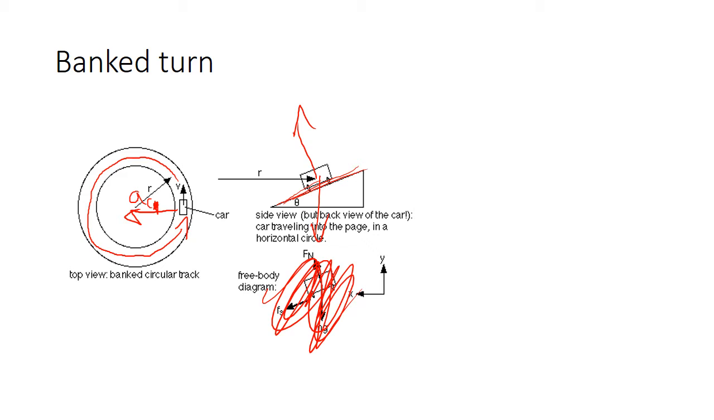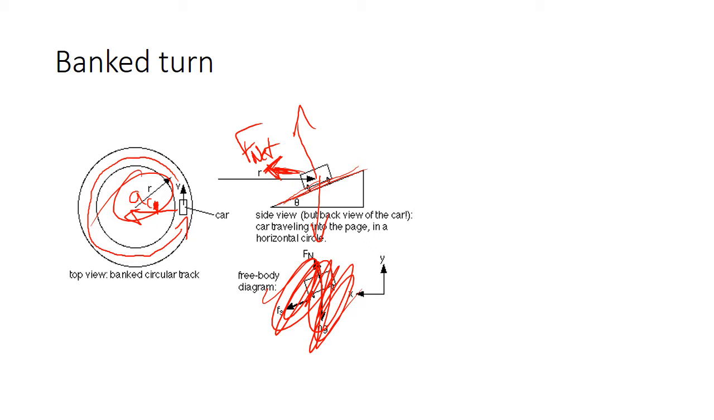But what you're going to have is a net force that points inwards. F net, because they're not going to perfectly cancel out. We know there's a net force because you're accelerating. You're doing centripetal acceleration. So that's what's going to be happening.